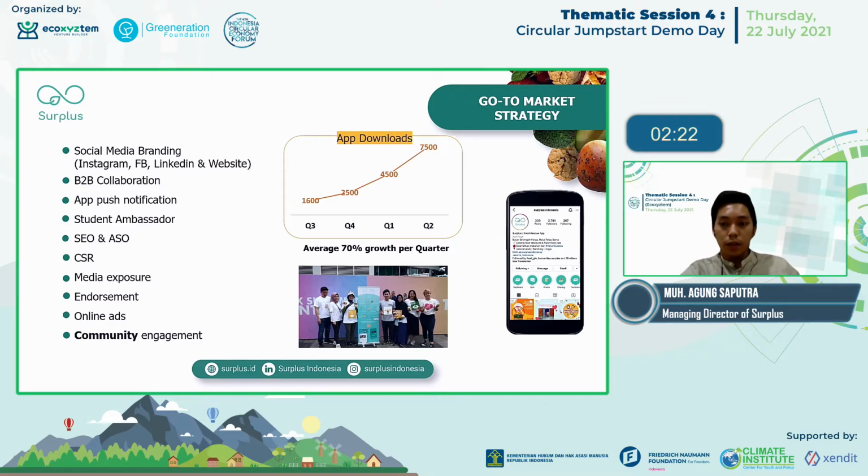And if you're wondering about our growth, we received a huge demand and a huge positive response from the market, because the average of our growth is 70% per quarter. Why? Because our go-to-market strategy is the right strategy, including B2B collaboration, student ambassador program, CSR, endorsement, and the most important thing, community engagement.